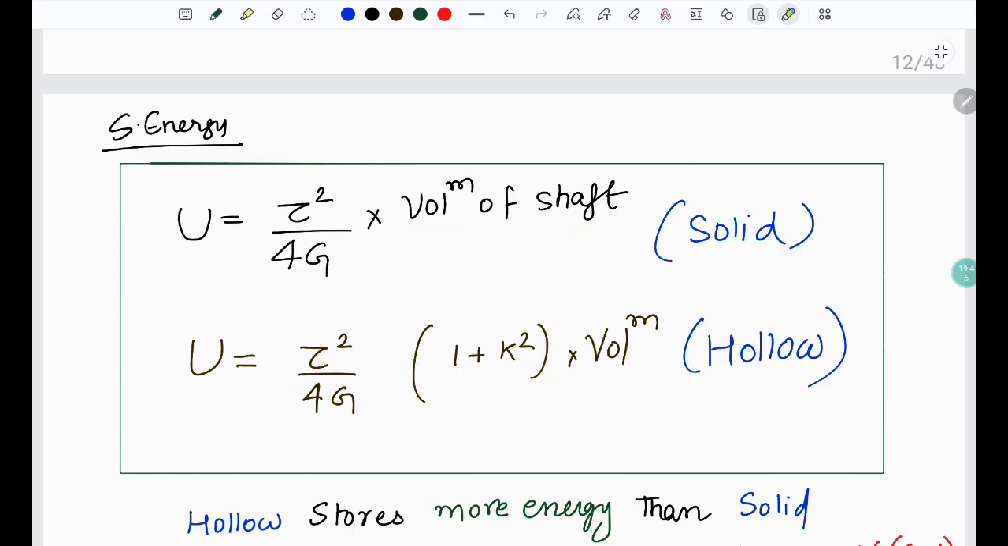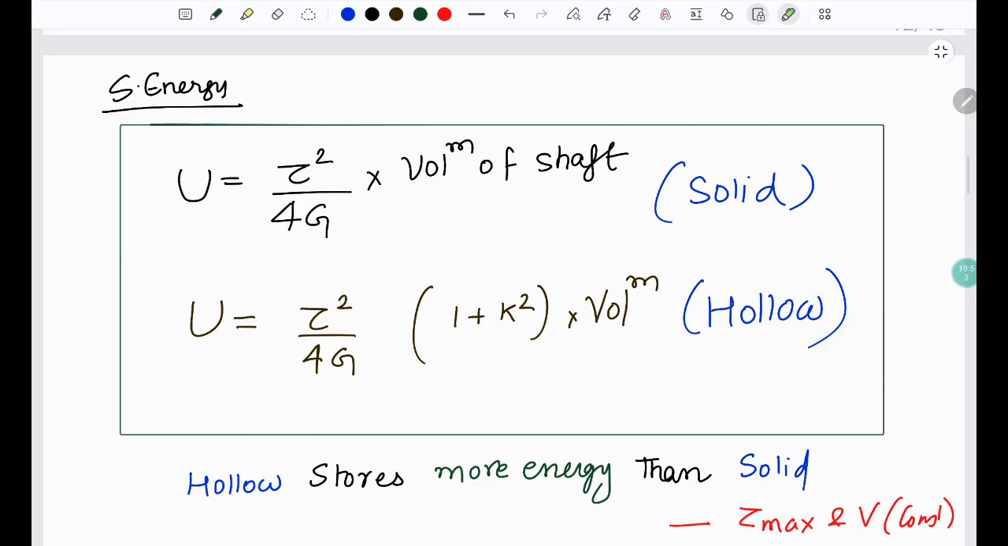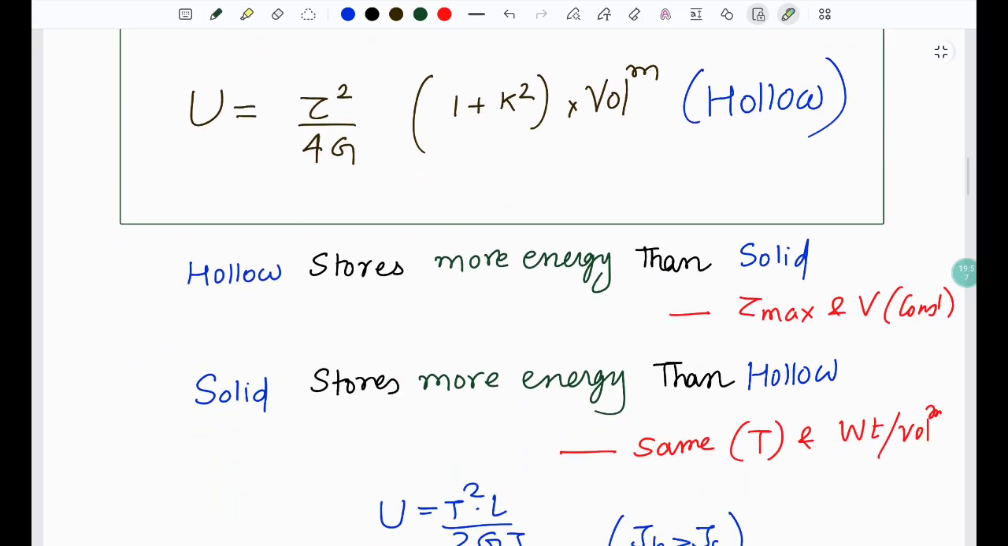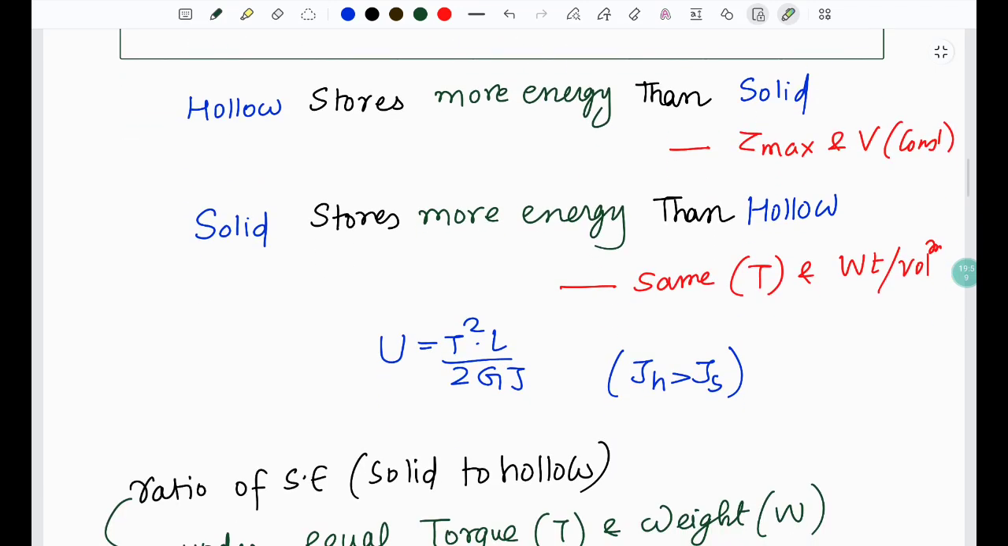Again, comparing the formulas of the strain energy, you can see that the strain energy stored in a hollow section is more than that of the solid shaft. So we have these key points: hollow shaft stores more energy than the solid at a constant tau max and volume. Also, solid stores more energy than the hollow shaft when it has same weight or volume and same torsion.